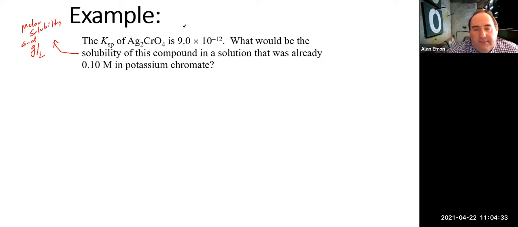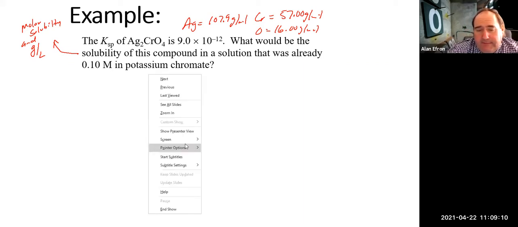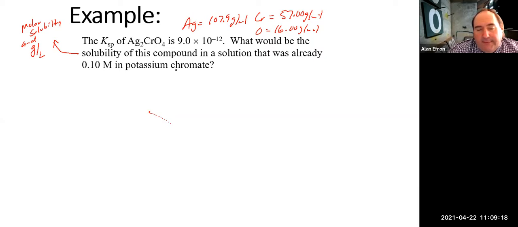So I'm going to give you some numbers that will be helpful. Silver is 107.9. Chromium is 57. And oxygen is 16. So take a few minutes here. We're looking for the molar solubility and the solubility in grams per liter in this common ion type problem. Again, pretty much given just Ksp, we are given a concentration of another solution. That's silver chromate, that's potassium chromate. So again, we're going to have that sort of common ion presence.